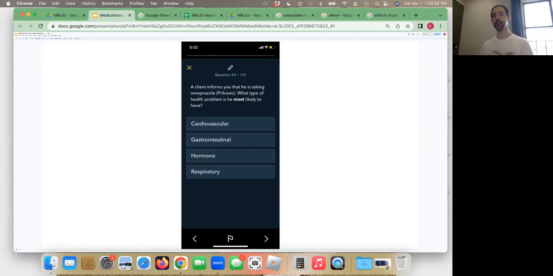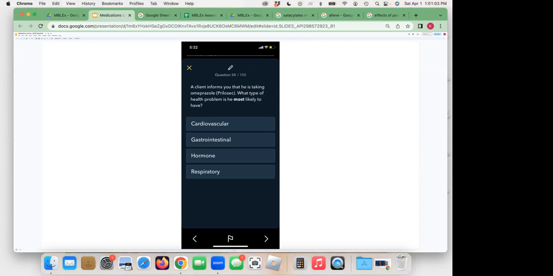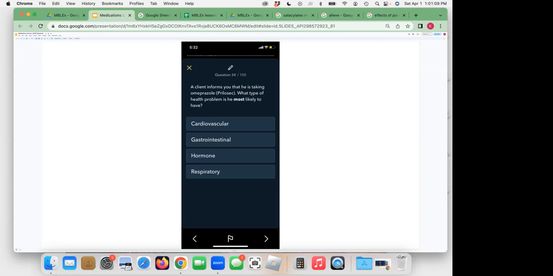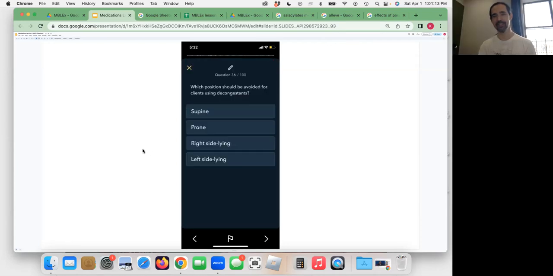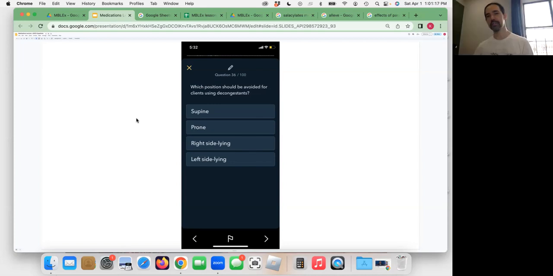A client informs you that he is taking omeprazole, which is Prilosec. What do you take Prilosec for? Heartburn. Gastrointestinal, yes. The answer is B. Okay. Which position should be avoided for clients using decongestants? The supine position, prone position, or the side lying?